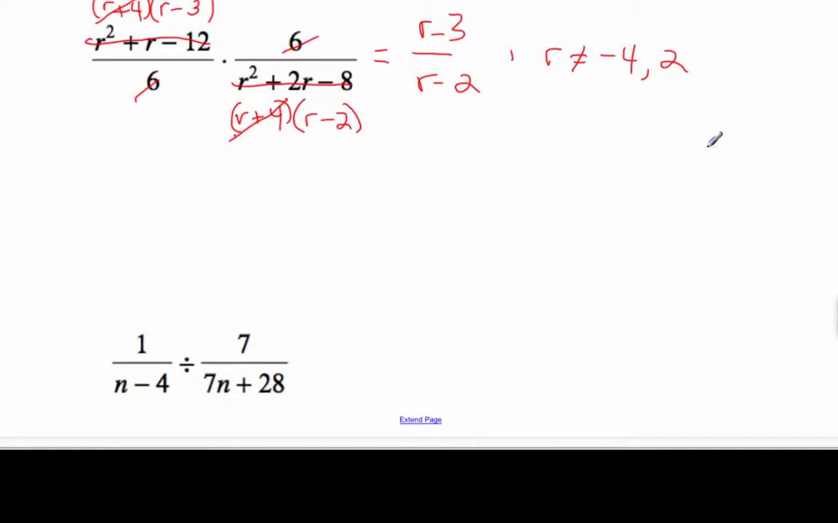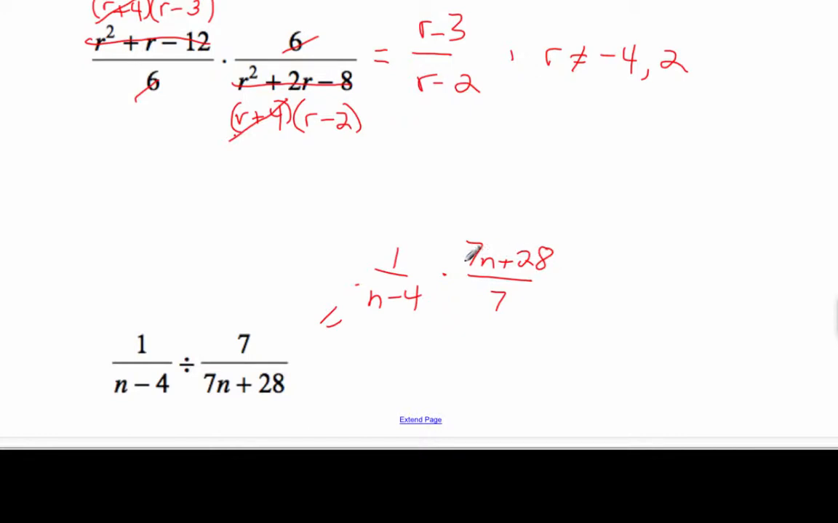Alright, scroll down. Division. When we have division, it changes things a little bit for us, though not by a lot. I'm going to write this one up here a little bit because there's not a lot of room when I set this up. So 1 divided by n minus 4. Division is nothing more than multiplying by the reciprocal. So then I'm going to have 7n plus 28 divided by 7.